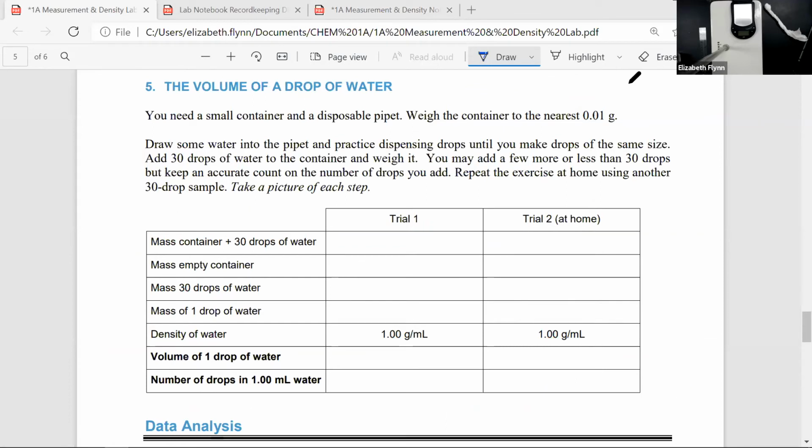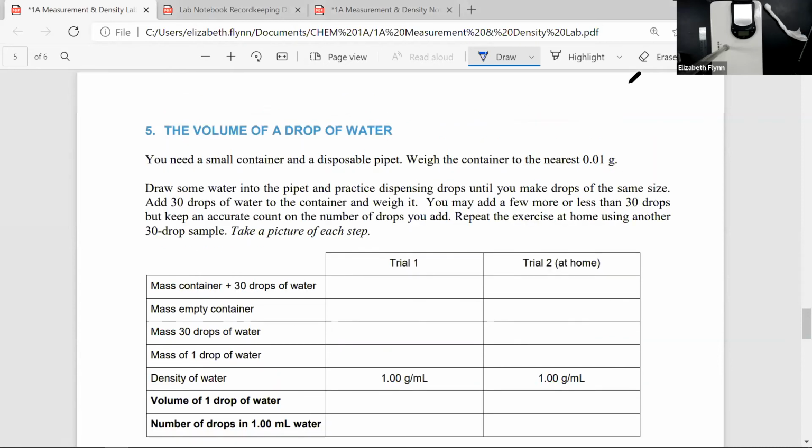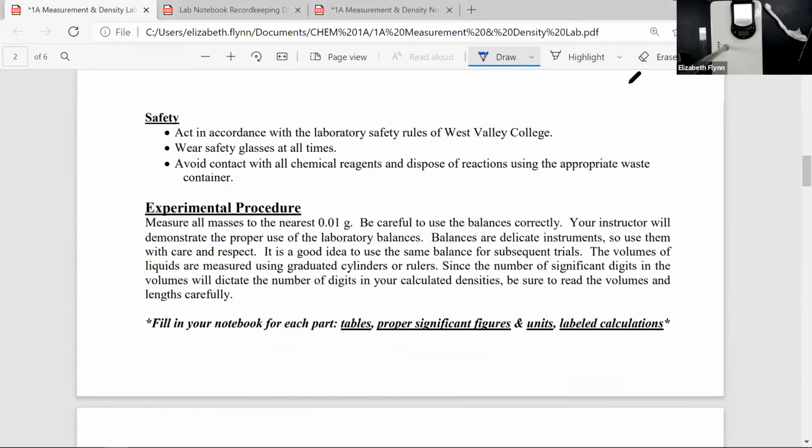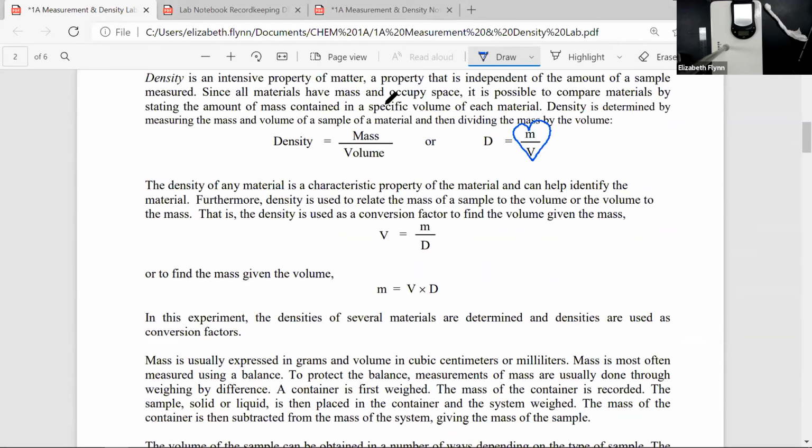All right, so in part 5 for Chem 1A folks, you are going to determine the volume of a drop of water, which is pretty cool. This time, we're not going to be measuring the density of a drop of water. We are going to be using the density of water to calculate the volume of a drop of water because we can rearrange the equation for density to do that. We saw that up here, right? Density is equal to mass over volume, which means that volume is equal to mass over density, right? So that's what we're going to be solving for in part 5 is the volume.